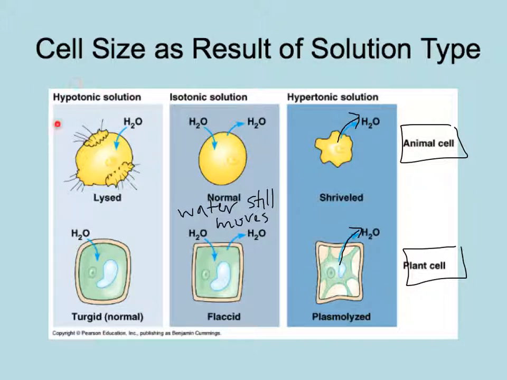Then you have your hypotonic. Hypotonic is where water is going to rush in, and it's going to burst it. It's going to make it fat like a hippo. Now again, same thing. Animal cells don't have a cell wall, so their cell membrane will end up breaking and the cell will become lysed. What we mean by lysed is they burst, and they break and they die.